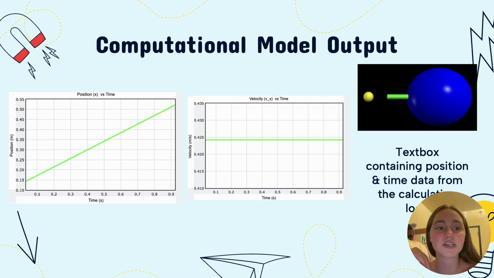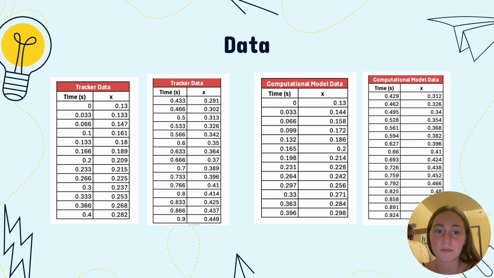The output of this computational model was the position time graph on the left with a positive linear slope, and then a velocity time graph that showed a constant velocity, as well as a text box with position and time data from that calculation loop.